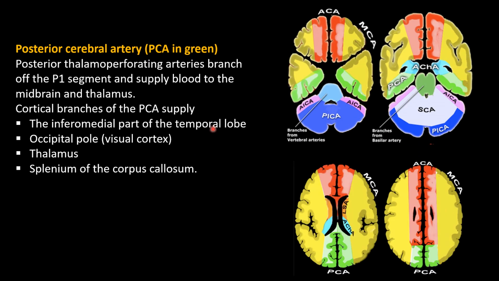Then the posterior cerebral artery: posterior thalamoperforating arteries branch off the P1 segment and supply blood to the midbrain and thalamus. The cortical branches of the PCA will supply the inferior parts of the temporal lobe, then the occipital pole or the visual cortex, then the thalamus and splenium of the corpus callosum.